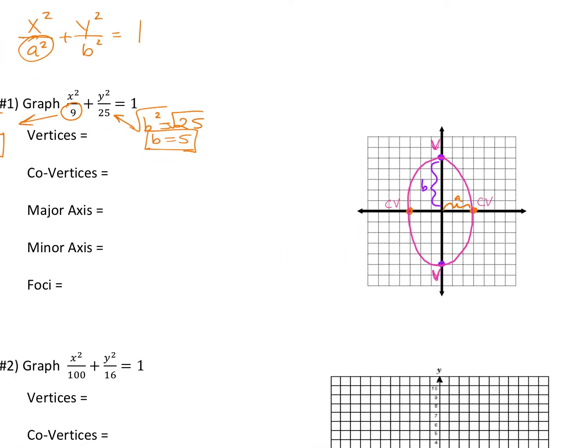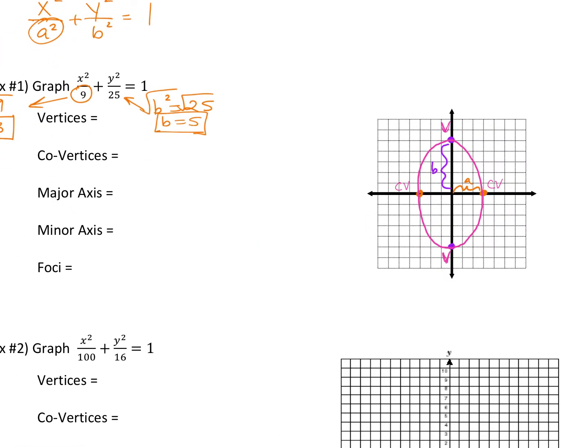And again, if you don't like to do it from the graph, you don't have to. We said before, your vertices are 0 plus or minus your B value in this type of ellipse. So your vertices are going to be 0 plus or minus 5. Okay, those are your vertices. Where are your co-vertices?